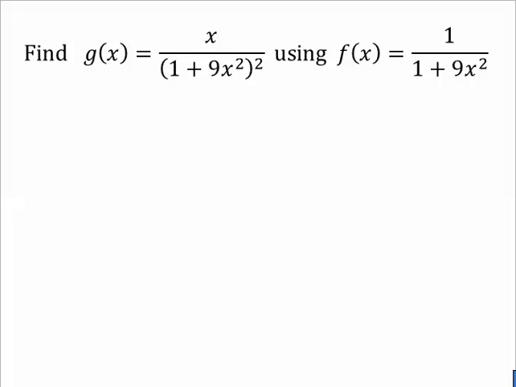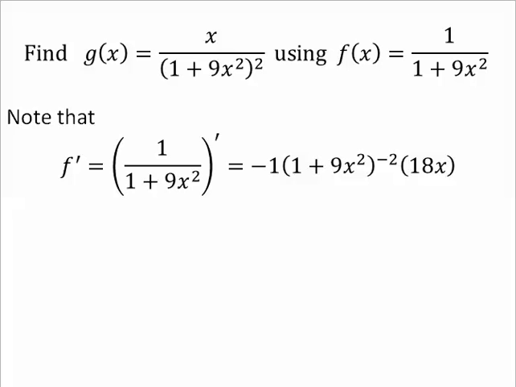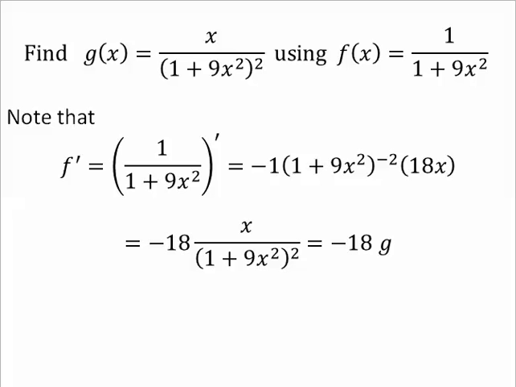How about if we take the derivative of F? So if we take the derivative of F, ooh, that's looking better. Let's simplify it. Ooh, yes. So the derivative of F is negative 18 times G. So G would be negative 1 over 18 times the derivative of F. All right, so we know what we'll have to do. We'll have to take the derivative.